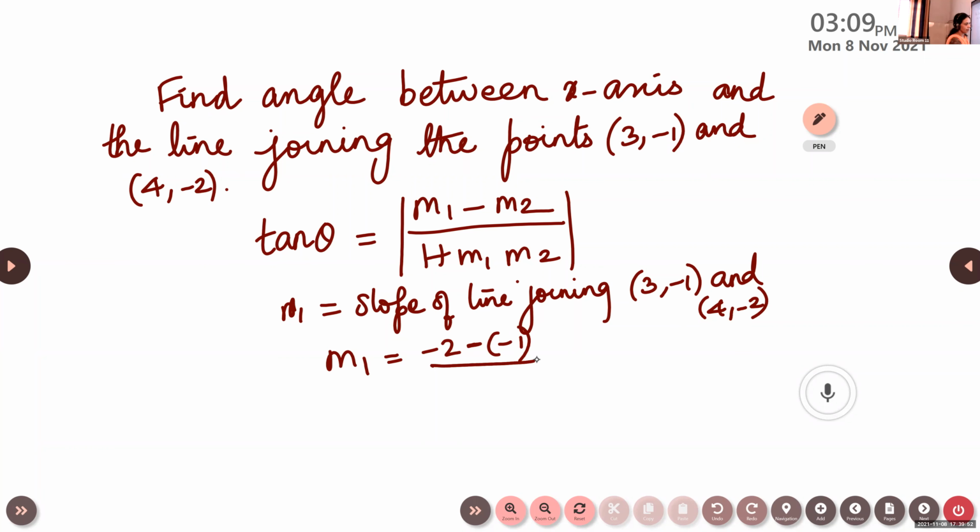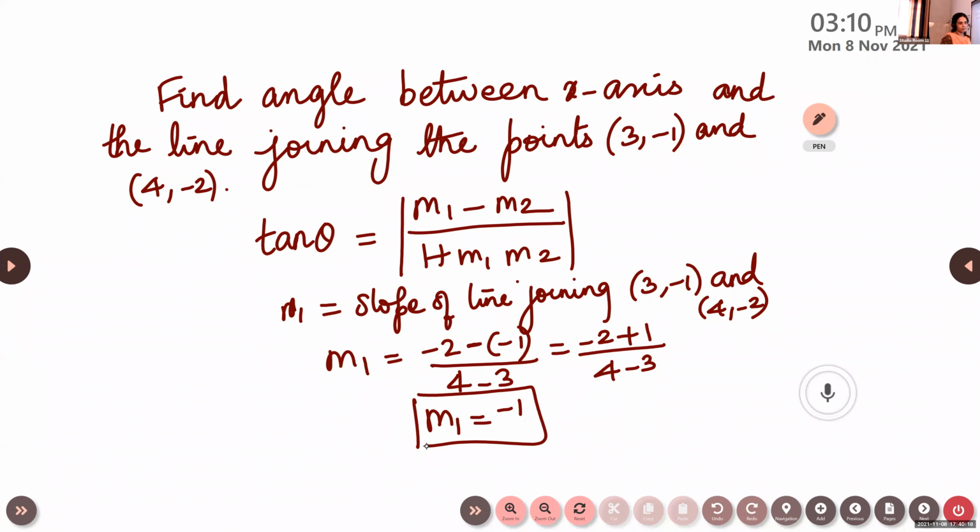So y2 minus y1 is -2 minus of -1, change in y by change in x. So it will be same as -2 plus 1 by 4 minus 3. Naurin, what is the value of m1? Minus 1 by 1. So it will be same as -1.